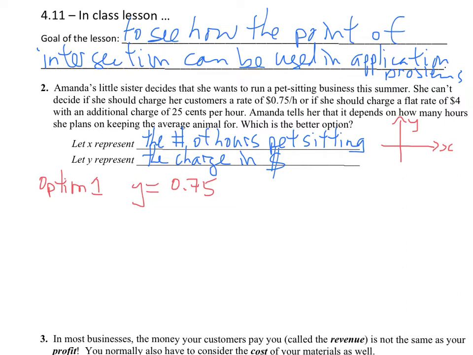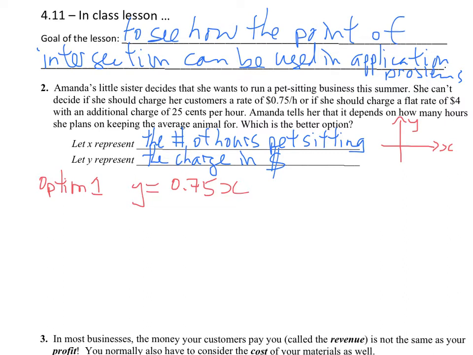If it's y equals mx plus b and it starts at the origin, then b is 0. What's the other thing missing in this equation? y equals mx plus b. We just said what m is. Yes, I need x there. So option one is 75 cents per hour, or $0.75 per hour. We left it as 0.75 because we said let y represent the charge in dollars.